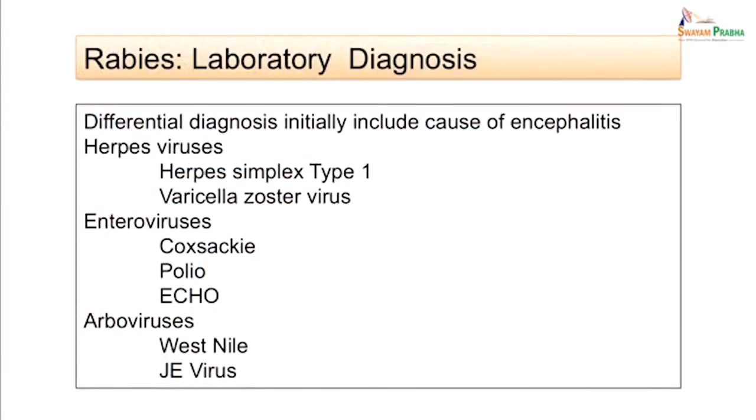Now coming to laboratory diagnosis of rabies. The differential diagnosis of rabies actually includes any cause of acute encephalitis. So the most important causes that are to be excluded are the encephalitis caused by herpes viruses like herpes simplex virus type 1, varicella zoster virus, then enteroviruses like Coxsackie viruses, polio and enteric cytopathogenic human orphan viruses, and arboviruses like Japanese encephalitis virus and West Nile virus.